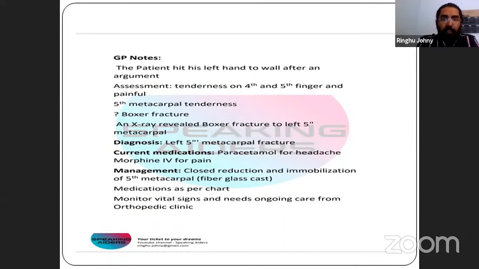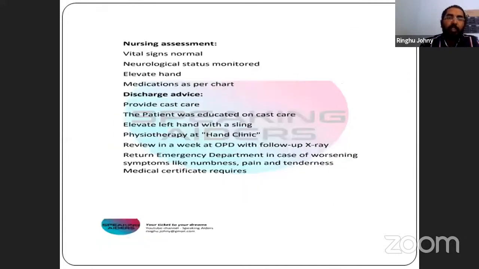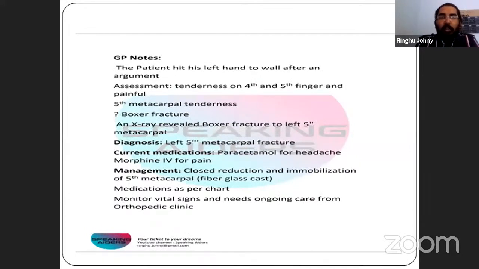X-ray done which revealed boxer fracture to left 5th metacarpal, and there is a diagnosis also: left 5th metacarpal fracture. Current medication means what all provided to the patient: paracetamol for headache, morphine for pain. Management: closed reduction and immobilization of 5th metacarpal with what? Fiberglass cast. And here we have some nursing managements like medications as per chart, monitor vital signs, and needs ongoing care from orthopedic clinic. So that's the purpose. Patient needs ongoing care from the orthopedic clinic.